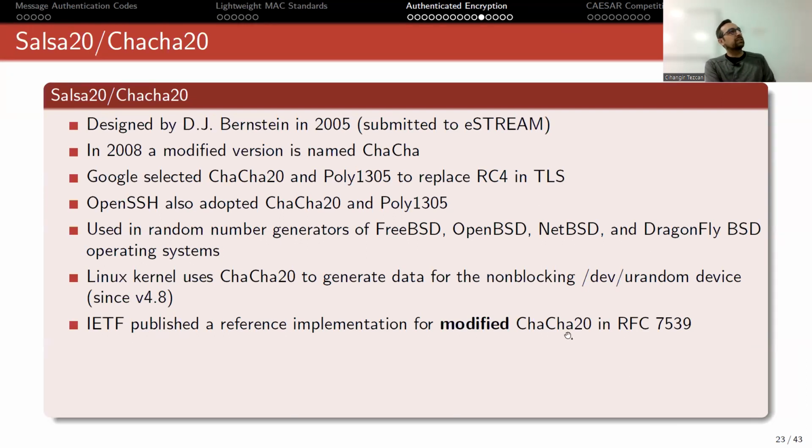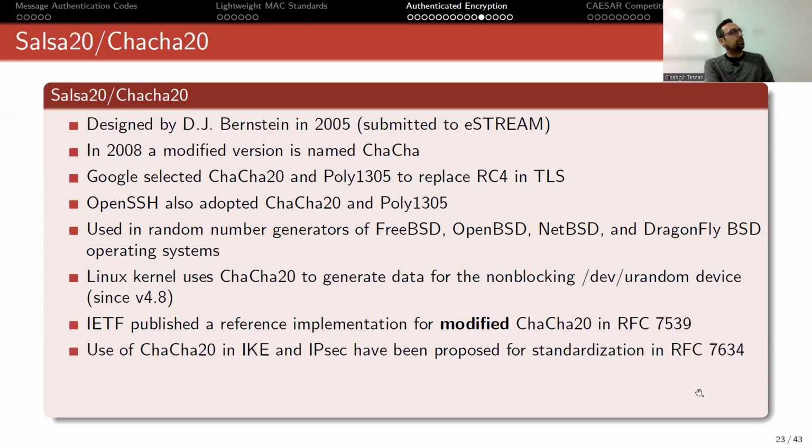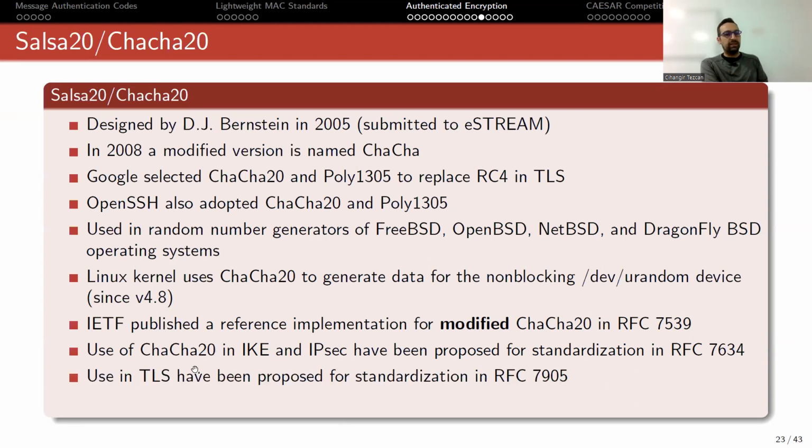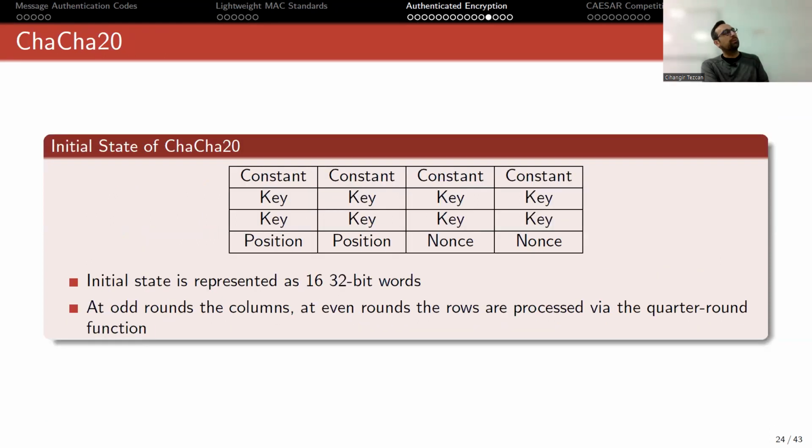IETF published a reference implementation for modified ChaCha. I will explain it in a minute. In this RFC, use of ChaCha in IKE, Internet Key Exchange, and IPsec has been proposed for standardization, and it became used in TLS with this proposal, RFC 7905. And ChaCha is also used in VPN protocols and so on and so forth. So all of a sudden, ChaCha became famous.